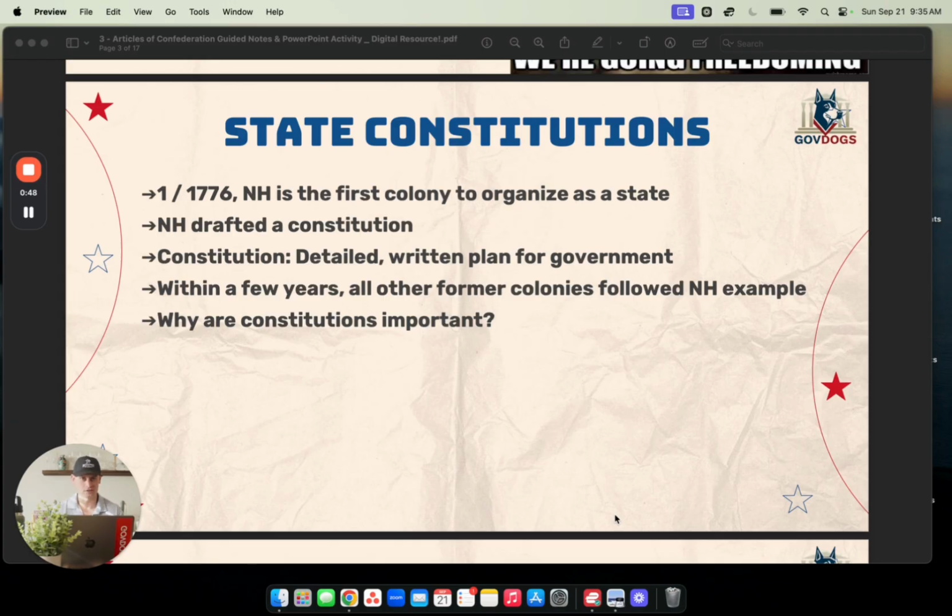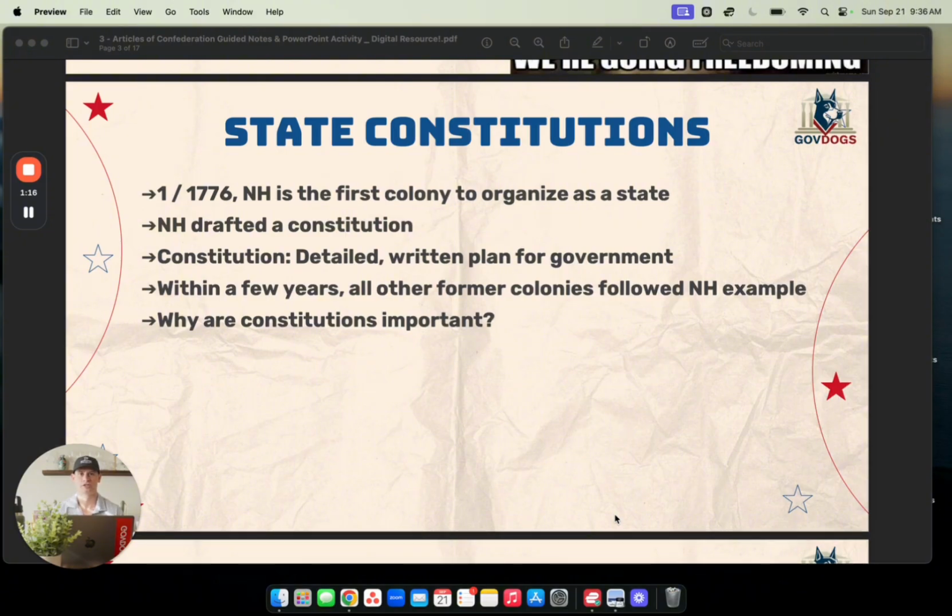So one of the first things that you need to do if you are establishing a new government is write out a plan for it. It's kind of hard to successfully govern your own population if you don't have rules and procedures set forth that the citizenry can kind of understand and use as a reference point in terms of their relationships with their government. So within a few years, all of the former 13 colonies followed New Hampshire's example and set up their own state constitutions. And I want to ask you all a very important question.